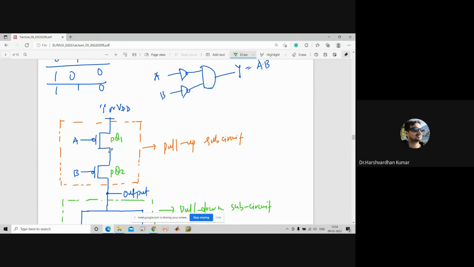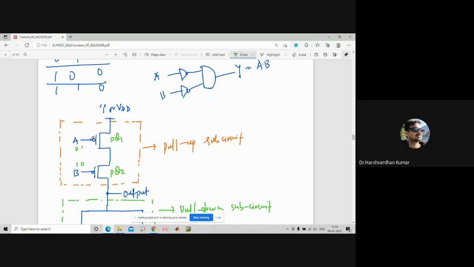What will happen to the remaining cases? Let us say this is at logic 0 and this is at logic 1. So one will be turned on, but the other will be turned off. Then in that case, the circuit will not complete and you will not get any signal at the output. That is, the output will be at logic 0. What will happen if this is 1 and this is 0? Then in that case, again, you will get 0 at the output. Okay.